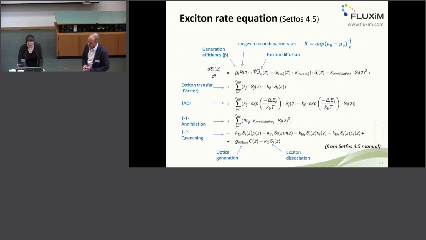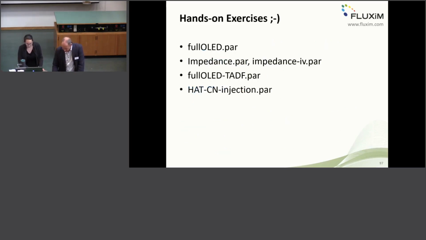So in the end, this is the summary of the phenomenological exciton rate equation that you find in the manual. At least that's from version 4.5. We have lots of terms here that the user can turn on or turn off. You see some of them labeled here: TADF processes, annihilation, triplet polaron quenching. And some are more relevant for the solar cell operation, but we have a generic equation that is useful for solar cells as well as for OLEDs.